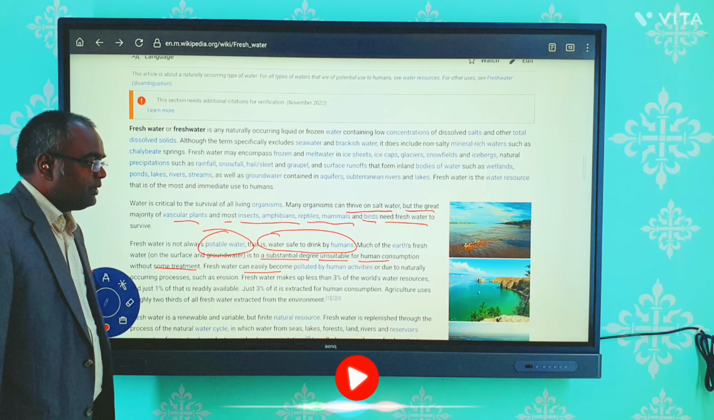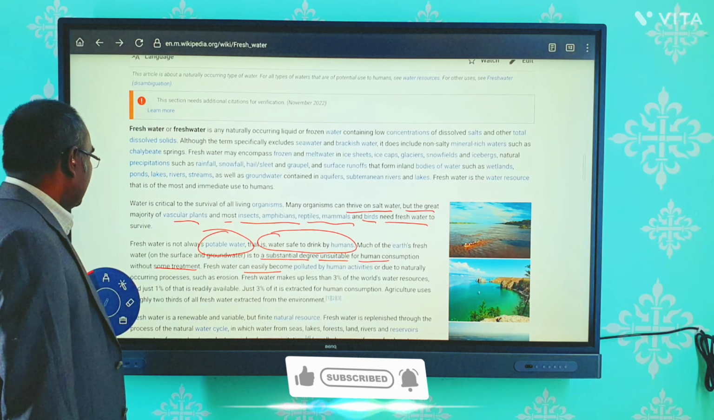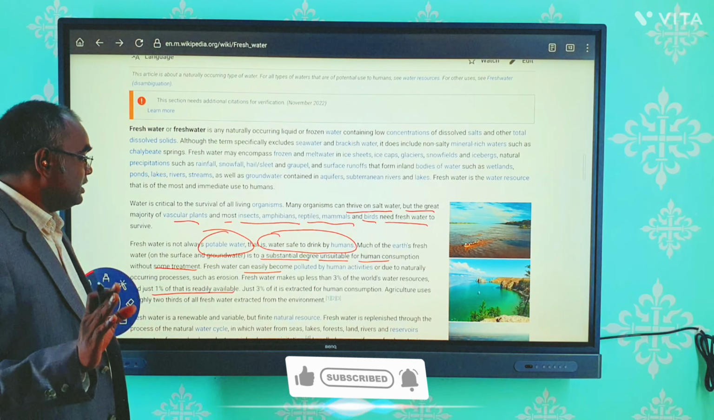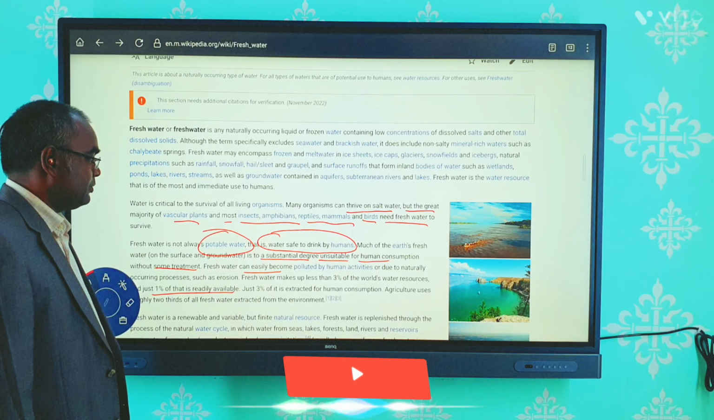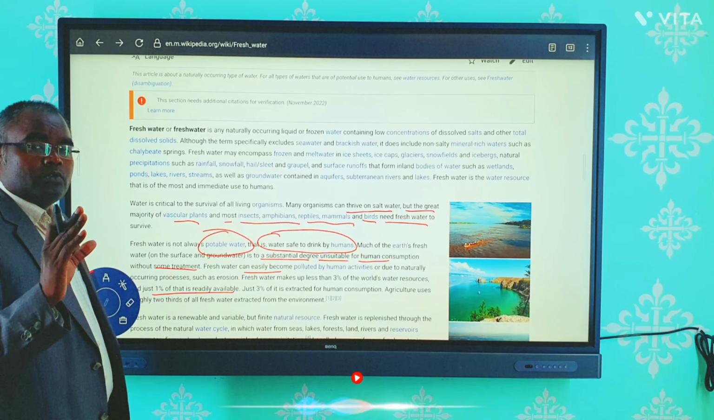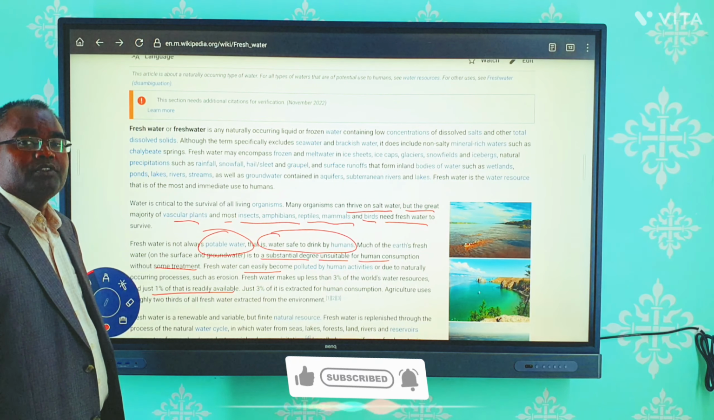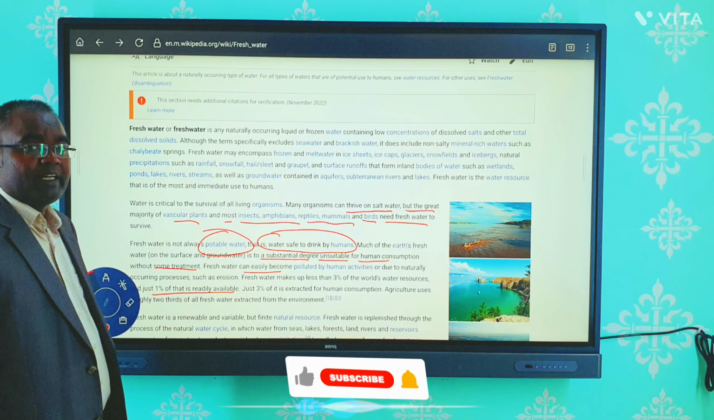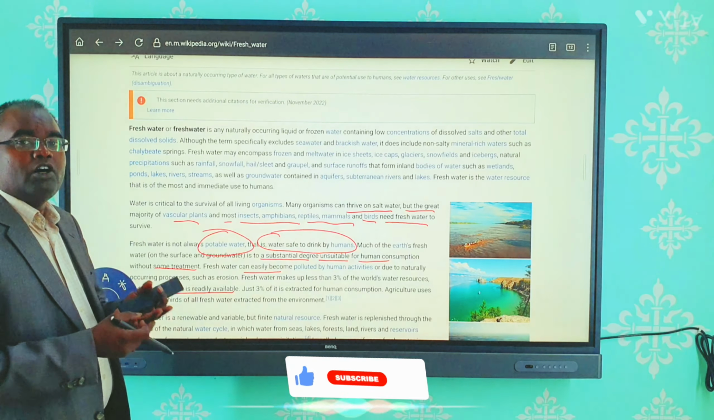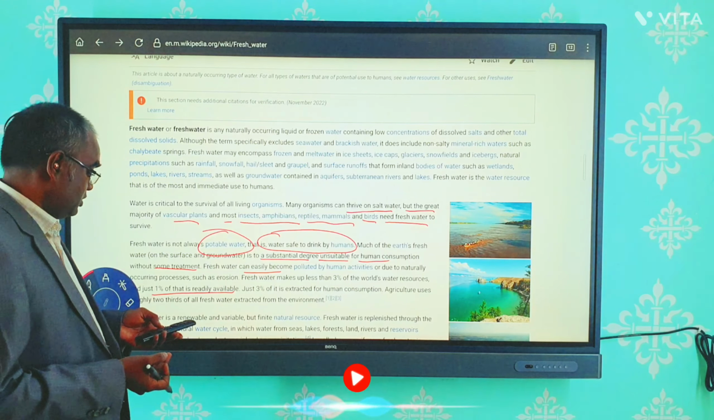Fresh water makes up less than 3% of the world's water resources, and just 1% of that is readily available. Just 3% of it is extracted for human consumption. Friends, as you know, two-thirds of the earth's surface is filled with water. In spite of that, not all of the water is available to us. It is in different forms, right?